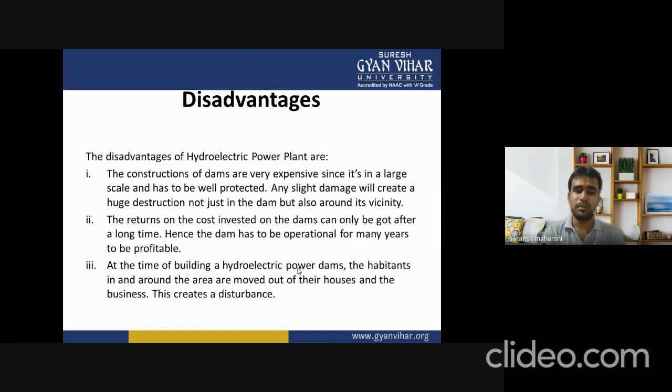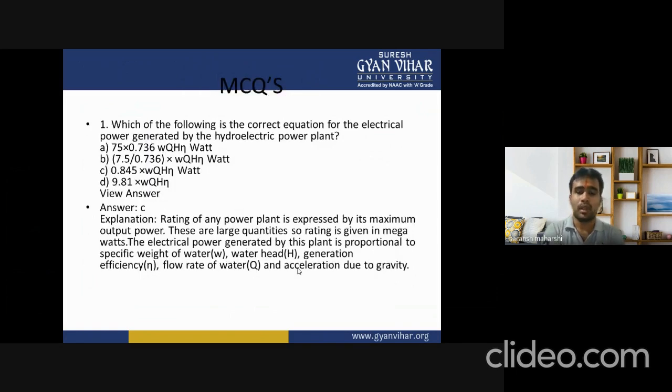At the time of building a power plant and the hydroelectric power dams, the inhabitants in and around the area are moved out of their houses and businesses. This creates a disturbance. And now we will discuss some multiple choice questions.